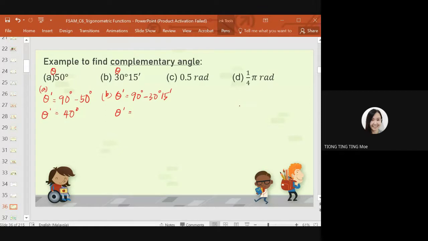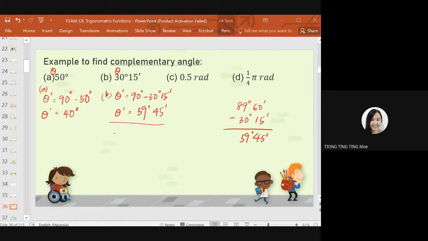So 90 degrees, maybe you can change it like this: 89 degrees, 60 minutes. Tukar macam itu masa jam minit lah. Then minus 30 degrees 15 minutes. So it's 45 minutes. 60 minus 15 is 45. So this one is 59 degrees 45 minutes. Correct?